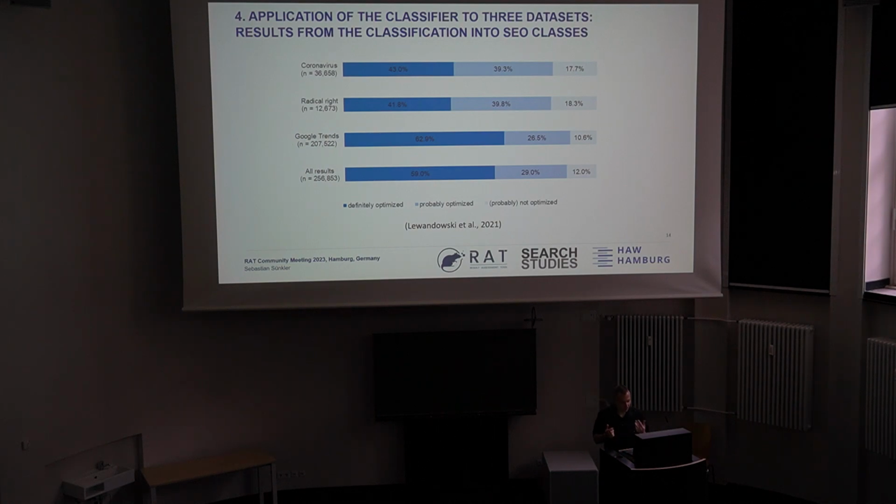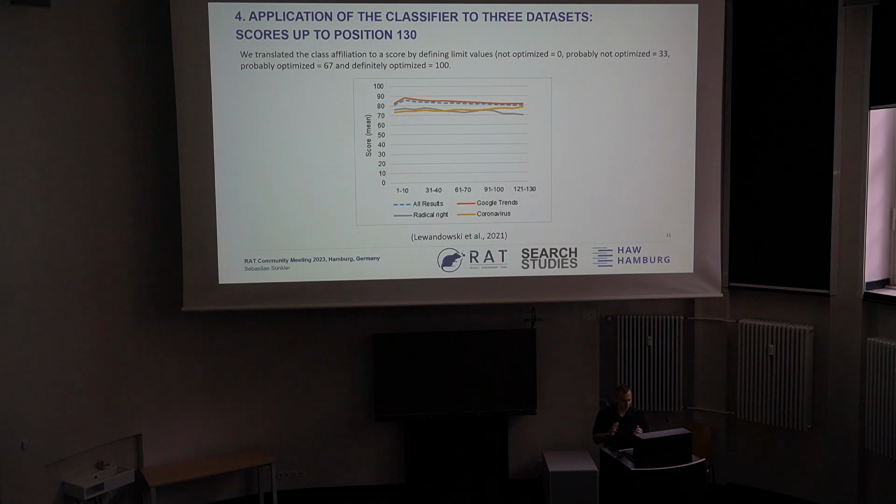So in total, we found out, which was not such a big surprise, that most stuff is SEO optimized or probably optimized, and probably optimized is also a smaller number. And we also looked up to position 130. We calculated an SEO score here just to see if we can see any differences. And well, not a big surprise if you look at the first 10 positions, that's the top 10 positions.